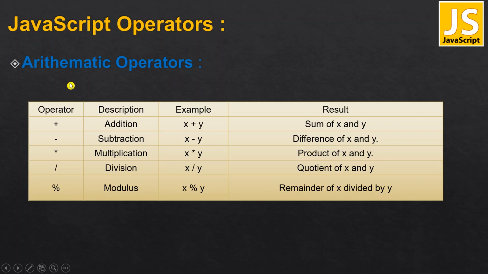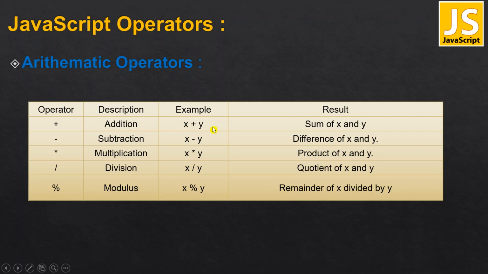Arithmetic operators, as the name itself implies, are used to perform arithmetic functions like addition, subtraction, multiplication, division, and this is called modulo division. Okay, so let's see some examples.